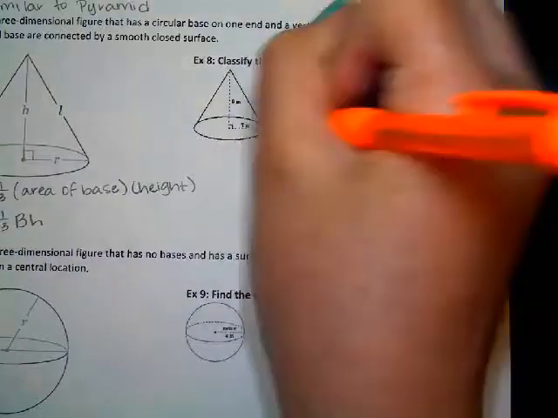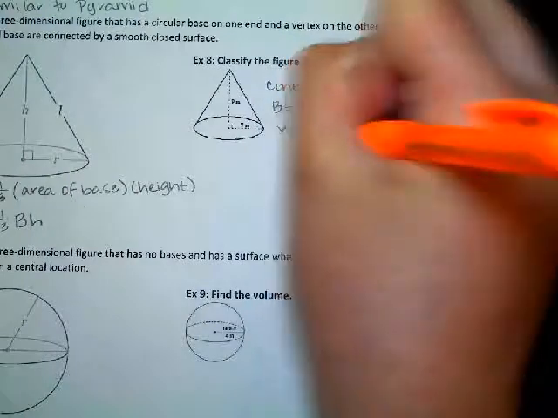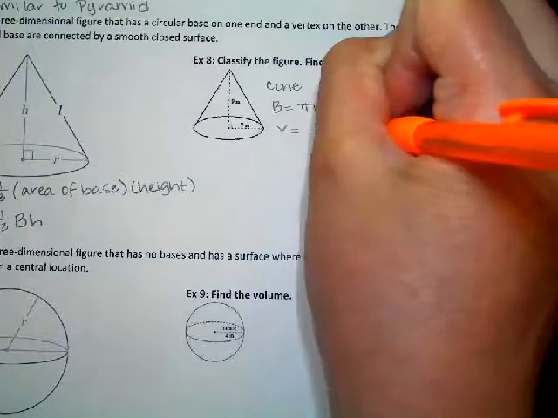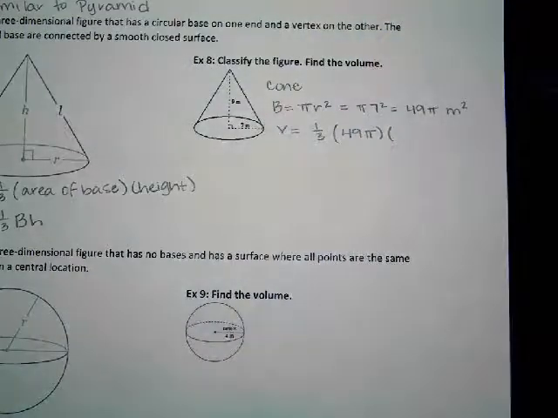Okay, so now we're going to go through and do the rest of it. The volume is 1/3 times the area of the base, 49 pi, times the height. What is the height of the cone? 9.